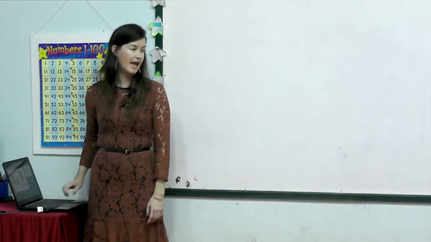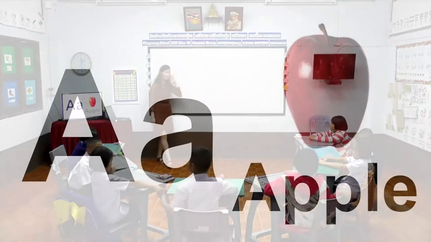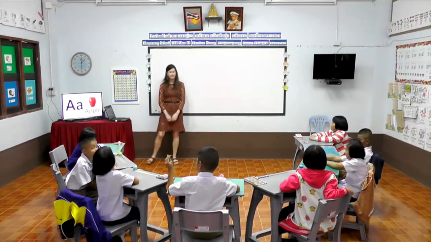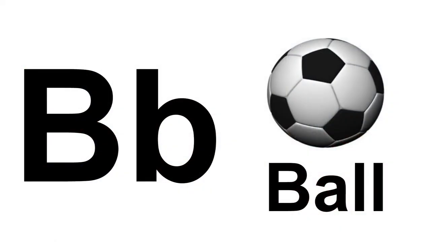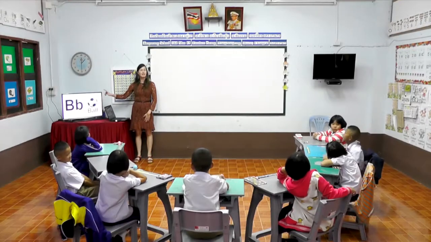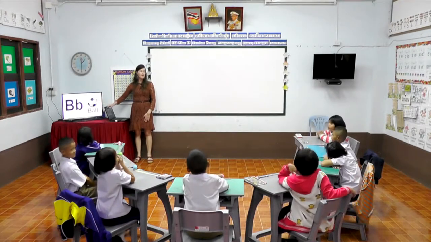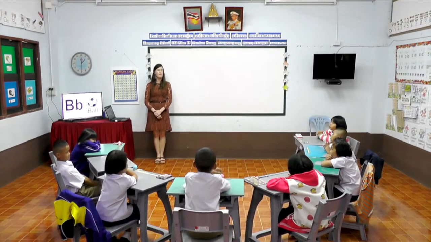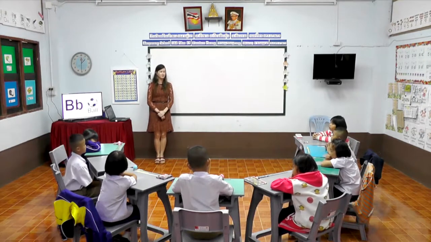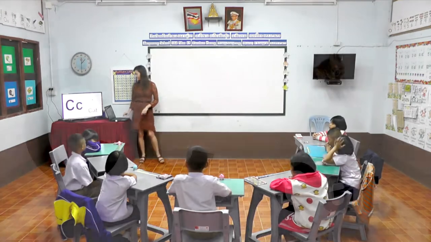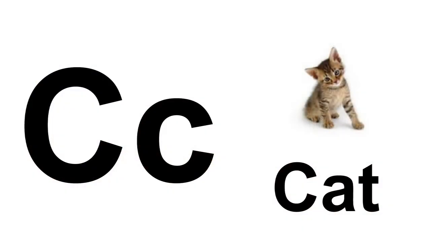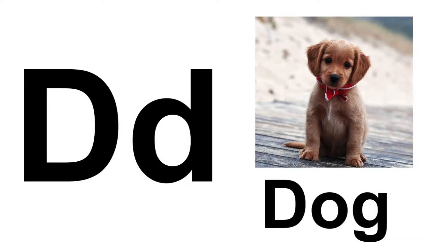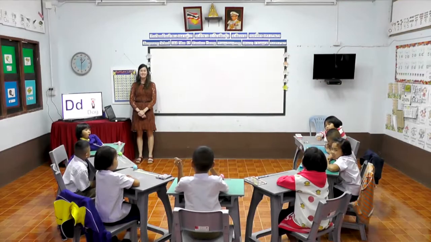You're gonna start with A. So you're gonna say, A is for apple. A, a, a. Great job. Your turn, Pat. B is for ball. B, b, ball. Good. Say the whole thing. B is for ball. B, b, b. Great job. C is for cat. Ca, ca, ca. Great job. The dog. Great job.